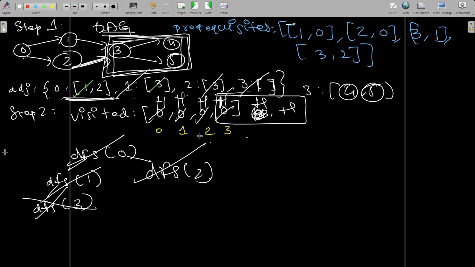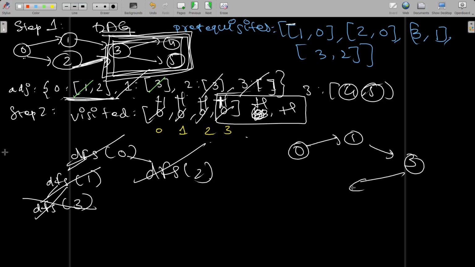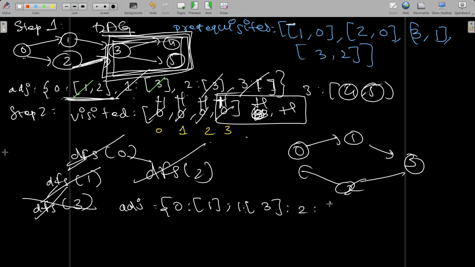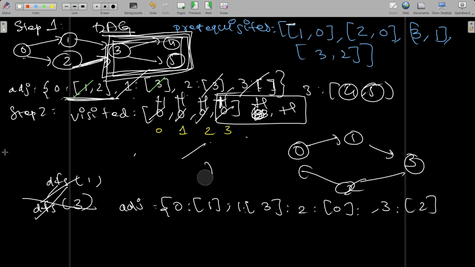The only important thing you need to understand over here is the DFS cycle, whether the DFS cycle is getting completed. Let me explain with a different question also. Let's say you had nodes 1, 3, 2 and 0, and our adjacency list would be something like 0 to 1, 1 to 3, 2 to 0, and 3 to 2. And we maintained a visited array for us.